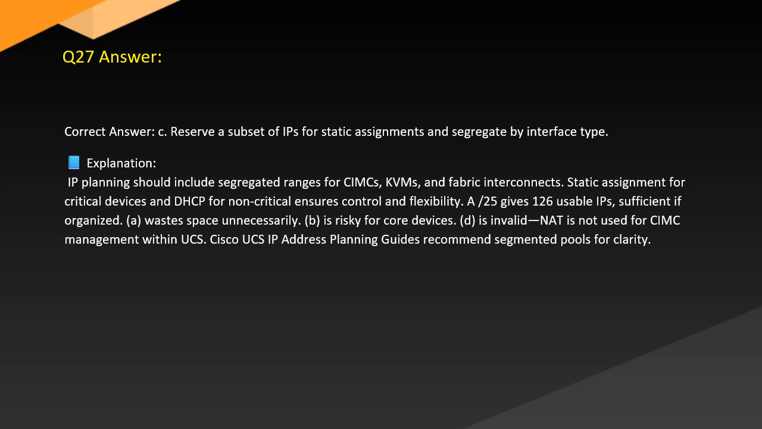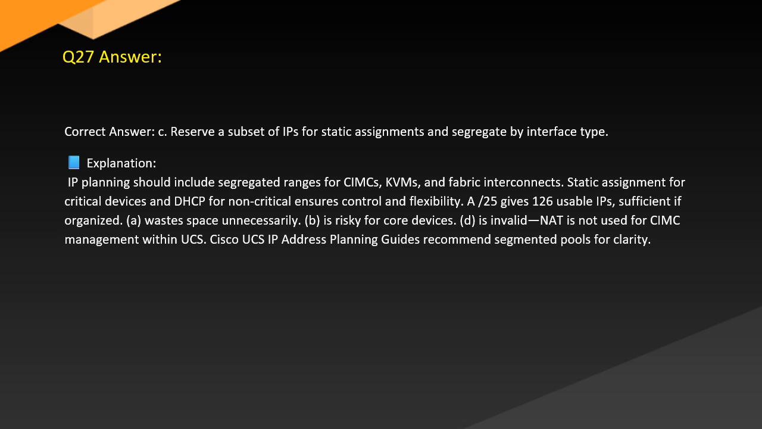Answer. Correct answer: C. Reserve a subset of IPs for static assignments and segregate by interface type. Blue Book explanation. IP planning should include segregated ranges for SIMs, KVMs, and fabric interconnects. Static assignment for critical devices and DHCP for non-critical ensures control and flexibility. A /25 gives 126 usable IPs, sufficient if organized.